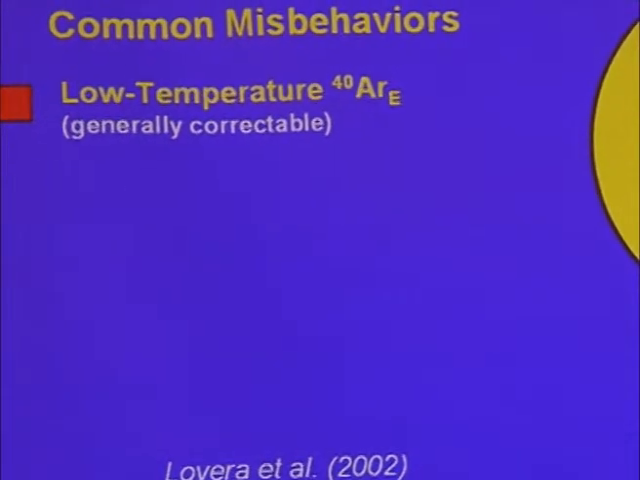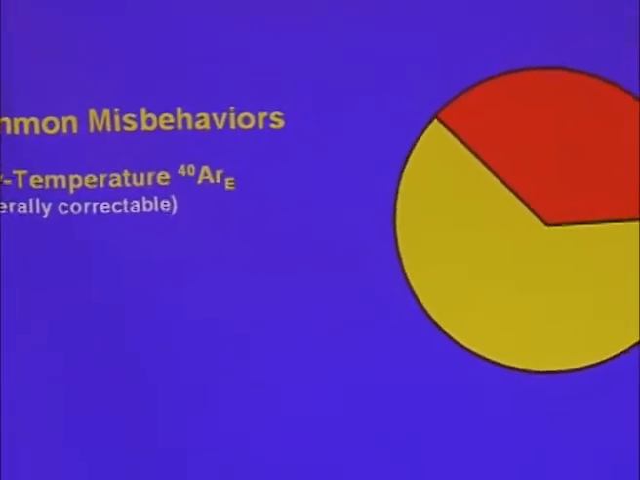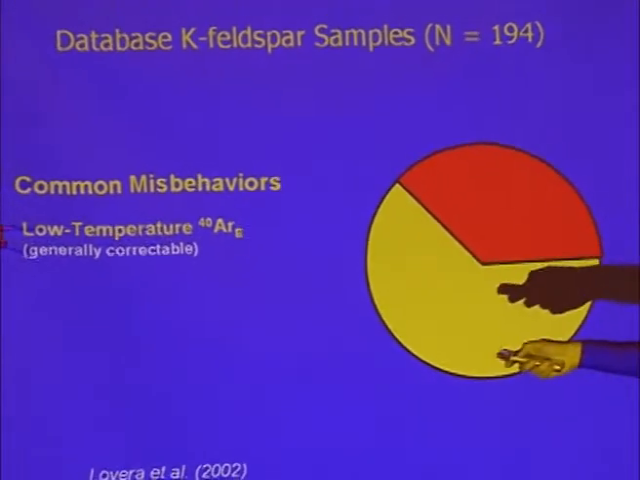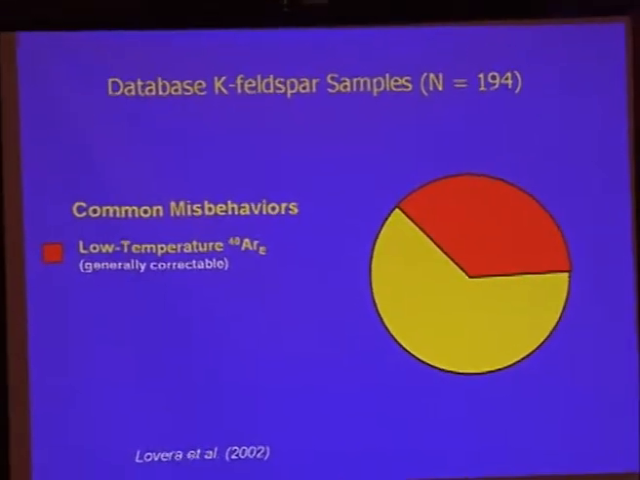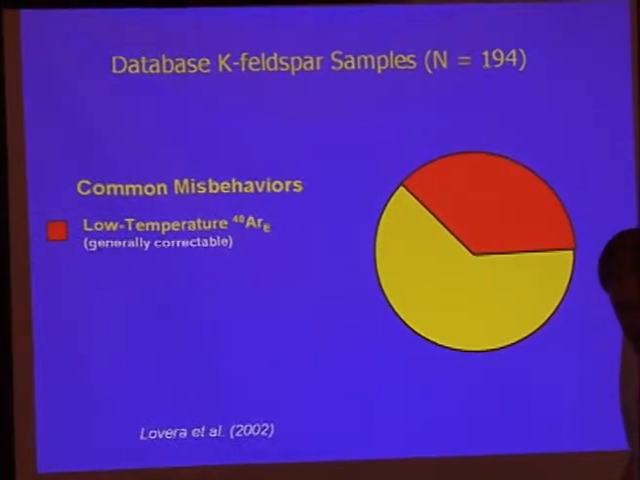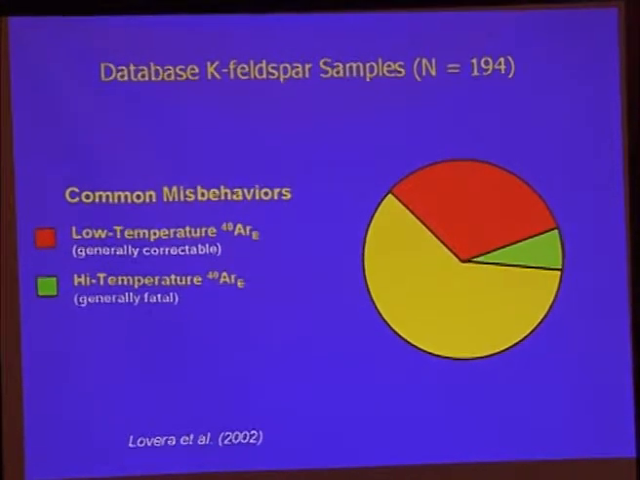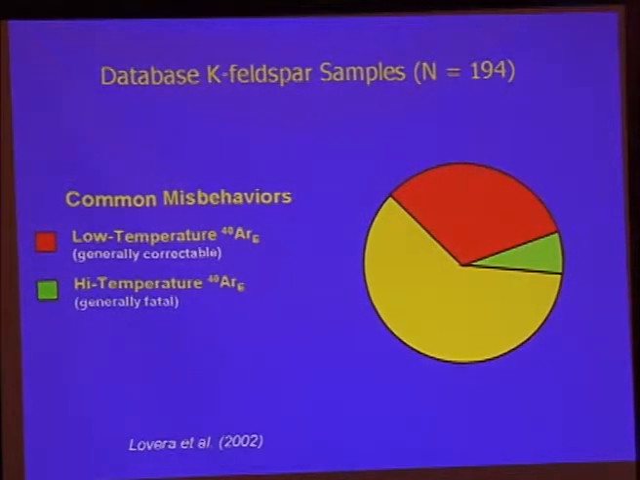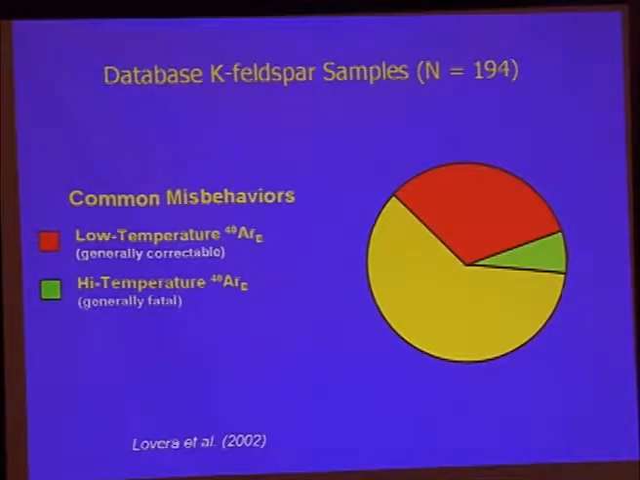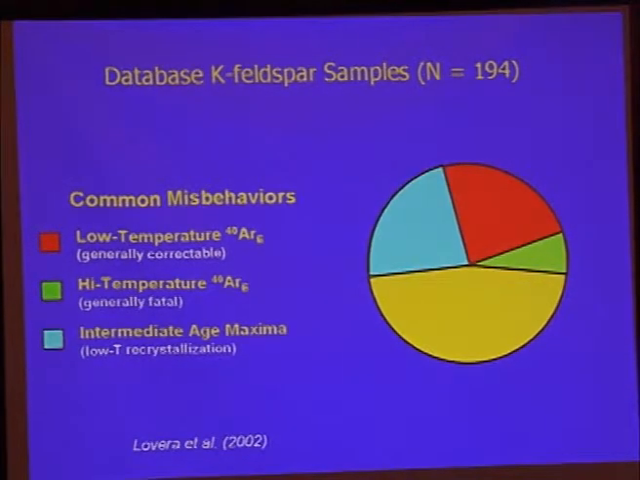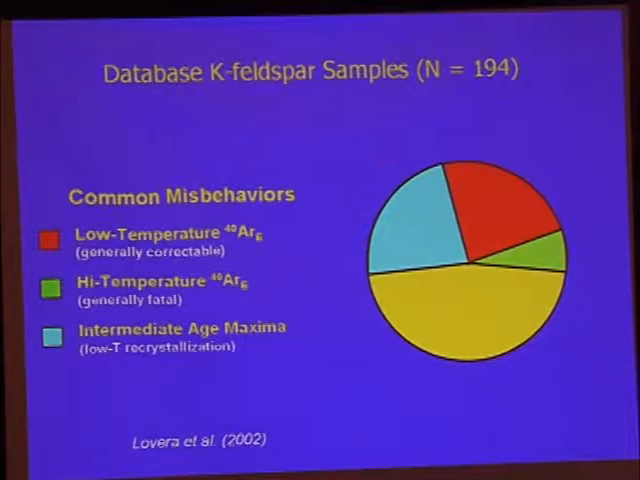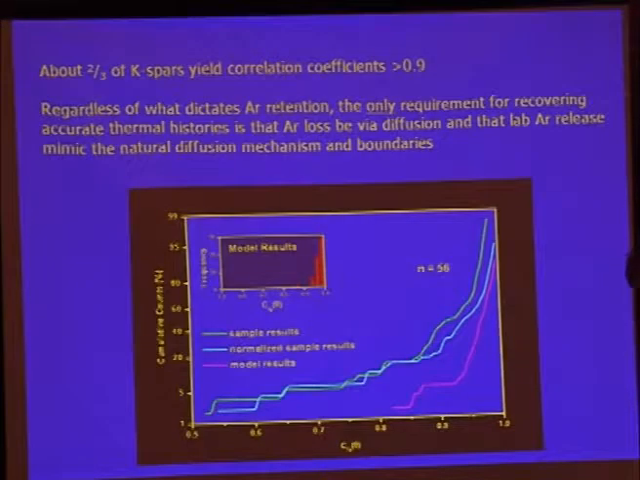We put together a big database some years ago, a couple hundred samples, and what we found is that a good third of them had this low temperature excess argon, but that excess argon chlorine correction mechanism I showed you actually allowed us to correct it. High temperature excess argon, you're done, and that's kind of a problem with the Himalaya. This intermediate age maxima is something like a quarter of samples.